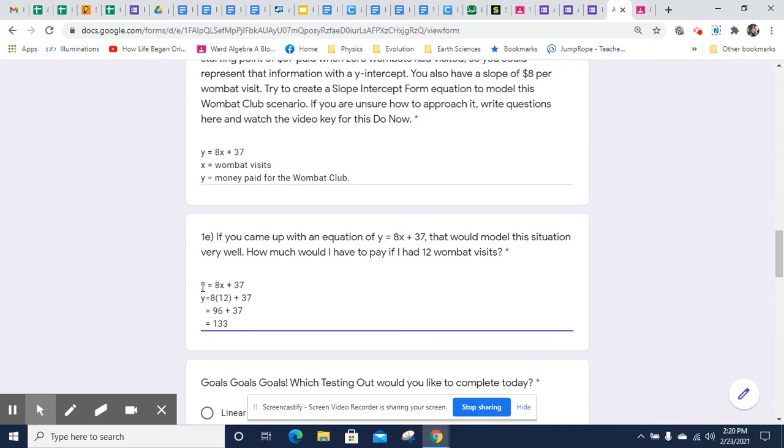So we will have had to pay $133 if 12 wombats visit. And there you go.